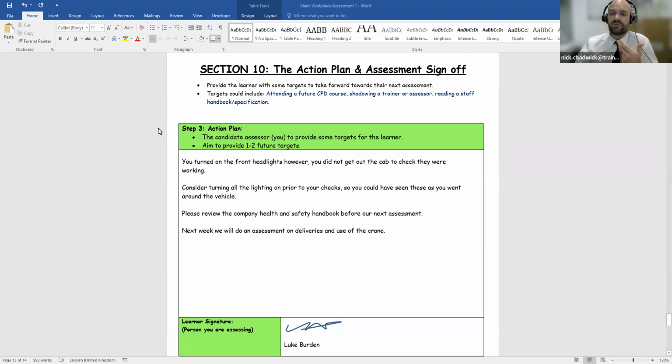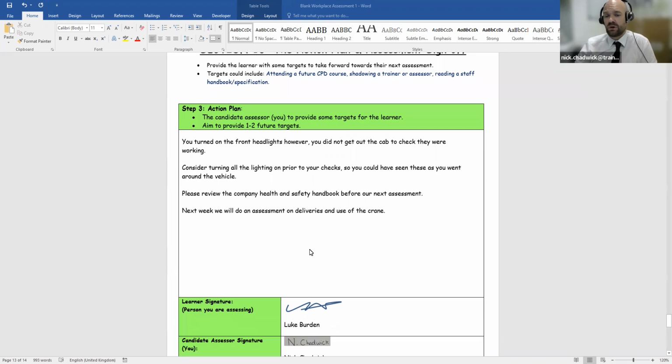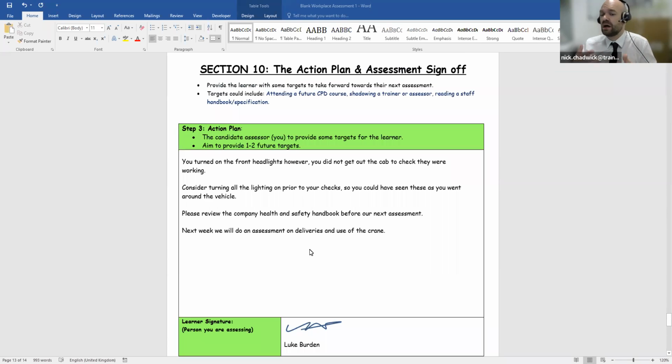So here we have step 3. This is the action plan. So this is the candidate assessor. You are going to provide some targets for the learner. So aim to provide perhaps 1 to 2 future targets. So I've written just my feedback and perhaps a couple of targets for Luke to take on board. Okay, so this is just relevant to the assessment example.